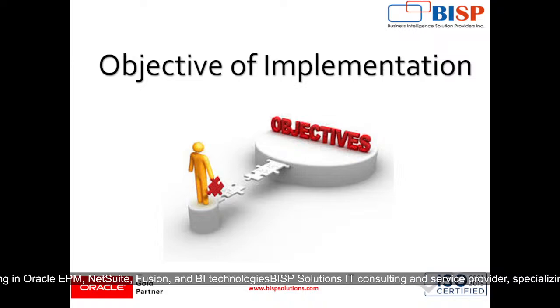So, starting with the first objective of implementation, which is scalability and growth support. Implementation enables the system to handle increased transaction volumes, complex operations, and multiple subsidiary management as the business expands.